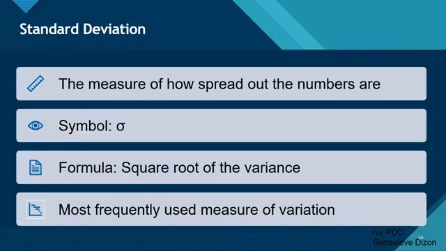The third measure of dispersion is the standard deviation. SD would give the measurement of how spread out the numbers are. The symbol is the Greek letter sigma. The formula is the square root of the variance. So you would have to compute for the variance first before you can get the standard deviation. When you have the variance, simply get the square root of your variance result, and that would be your SD. SD is also the most frequently used measurement of variation.